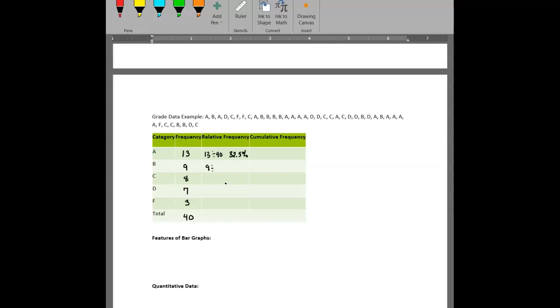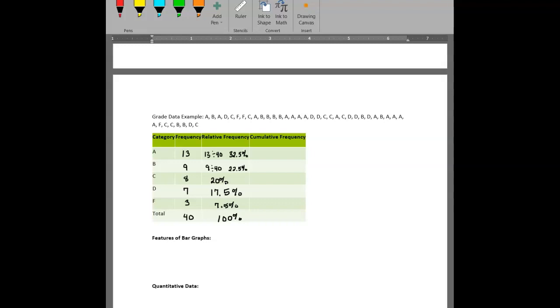9 divided by 40 is going to give us 22.5%. 8 divided by 40, 7 divided by 40, 3 divided by 40. So 8 divided by 40 is 20%. 7 divided by 40 is 17.5%. Then we have 7.5%. When we add each one of these up, we do in fact this time get 100% exactly.